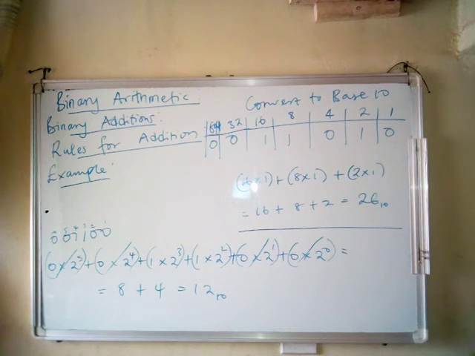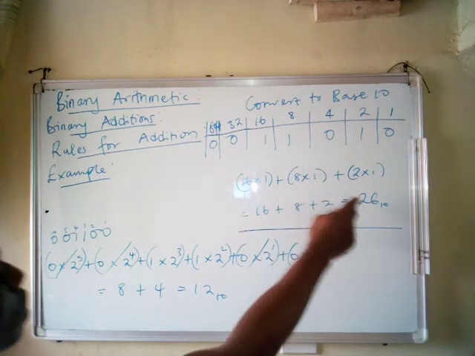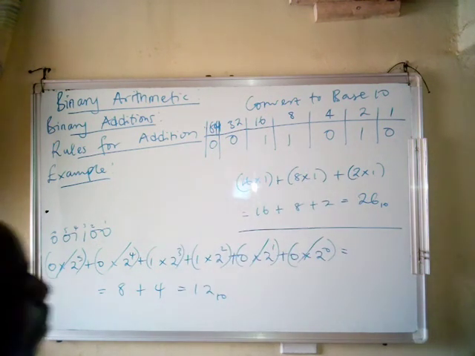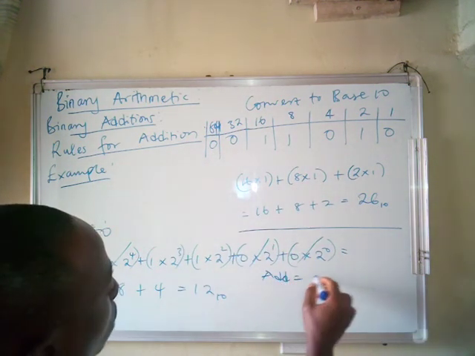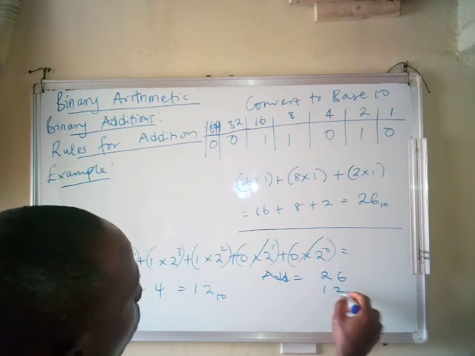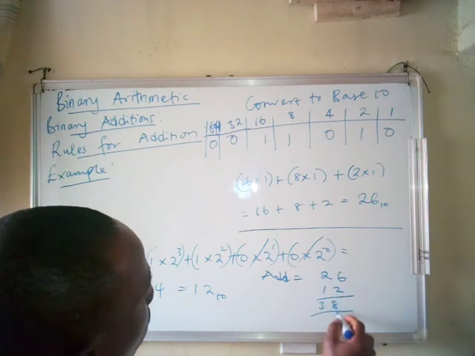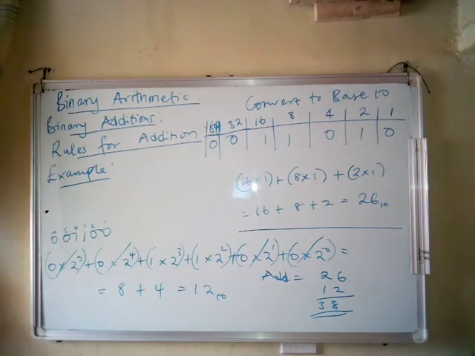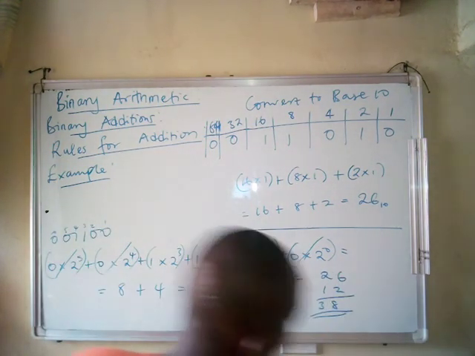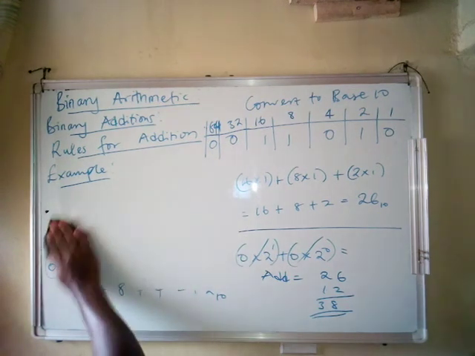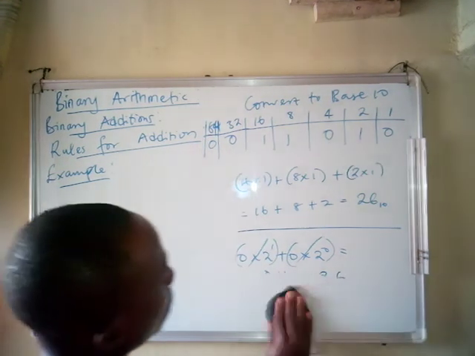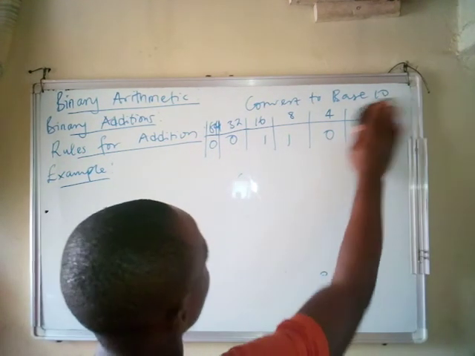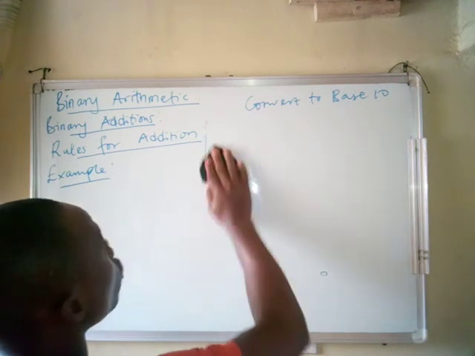Let's see what we got. If you add 26 and 12 together, let's add to see what we get. 26 plus 12. What are we going to get? 38, right? Now let's convert 38 to base 2 to see if we'll get the same answer. Sorry, to base 2. That's binary.